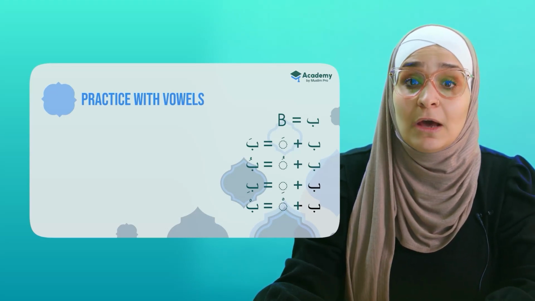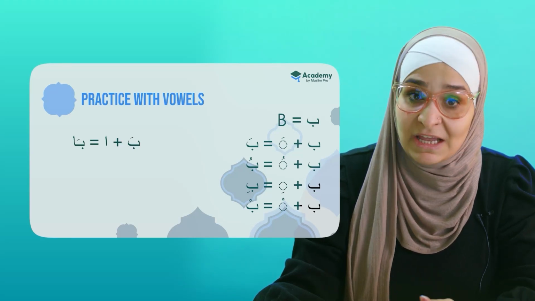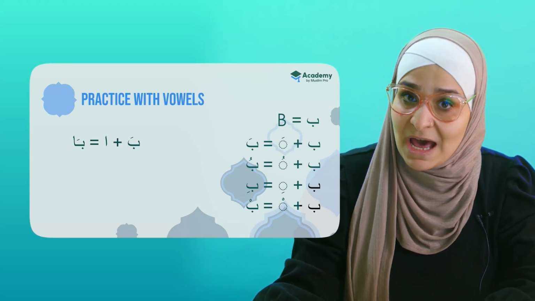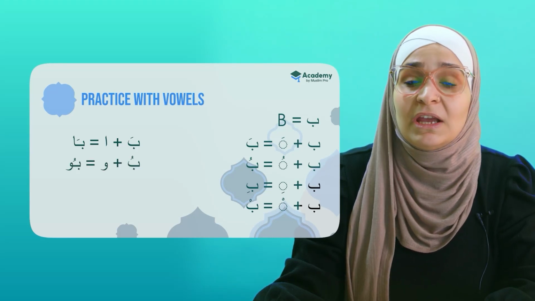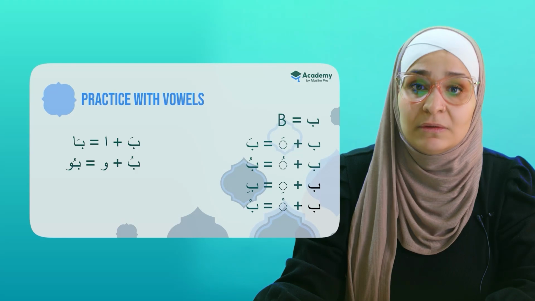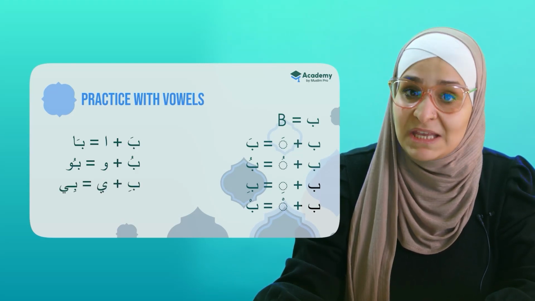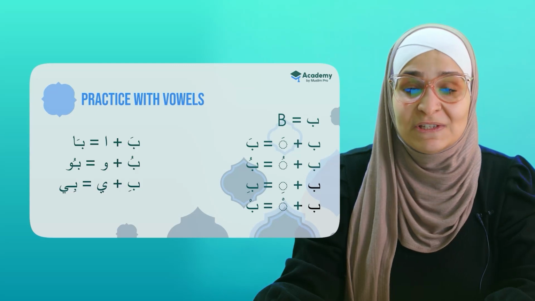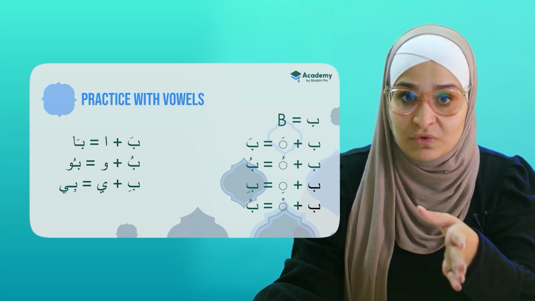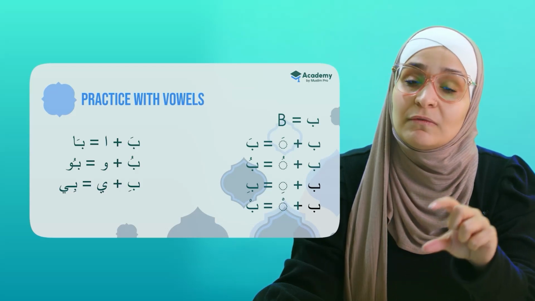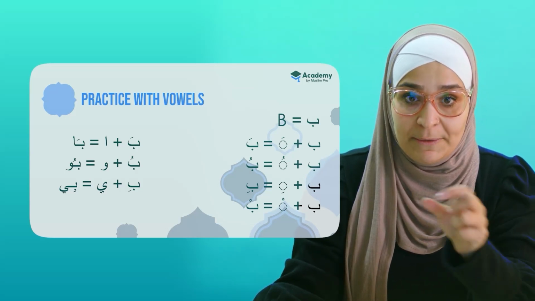Next, let's see how we pronounce the ba with long vowels. Ba with an alif is ba. Ba with a waw, it's boo. Ba with a ya, it's bee. Notice how the length of the short vowel or the long vowel decides how long the syllable will be when you pronounce it with the B.